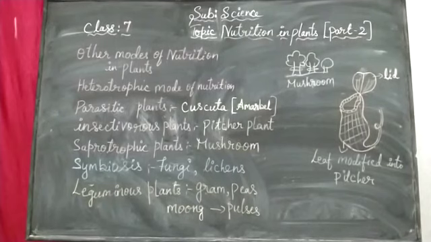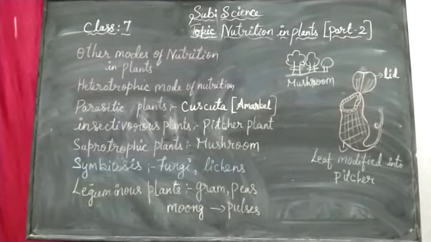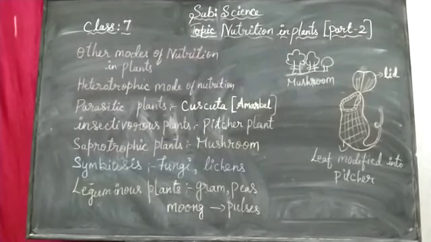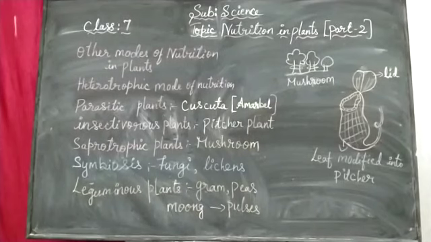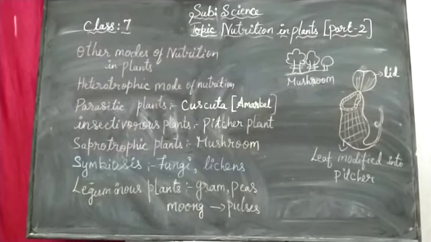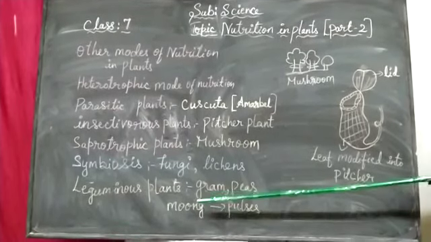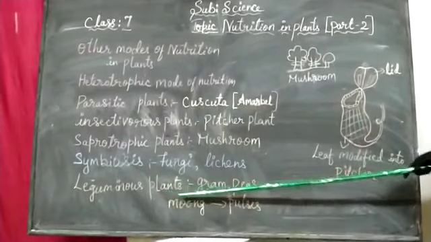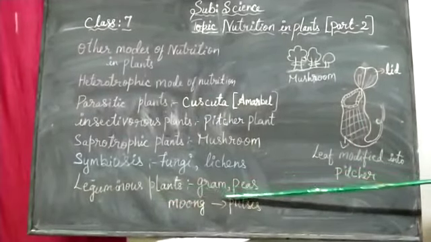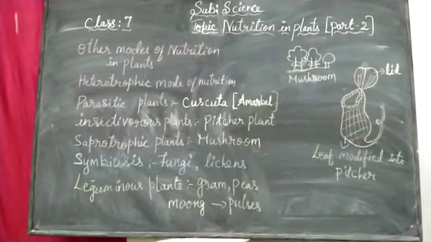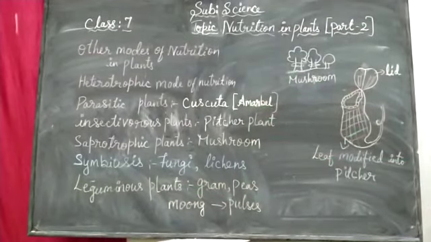Rhizobium often lives in the roots of grams, peas, moong, beans and other legumes. Legumes are nothing but the pulses that we eat, and rhizobium provides them nitrogen. In return, the plants provide food and shelter to the bacteria. Thus, they have a symbiotic relationship. That is what you have learned now. All the pulses are legumes. Those are leguminous plants. These are the different modes of nutrition that you have learned.